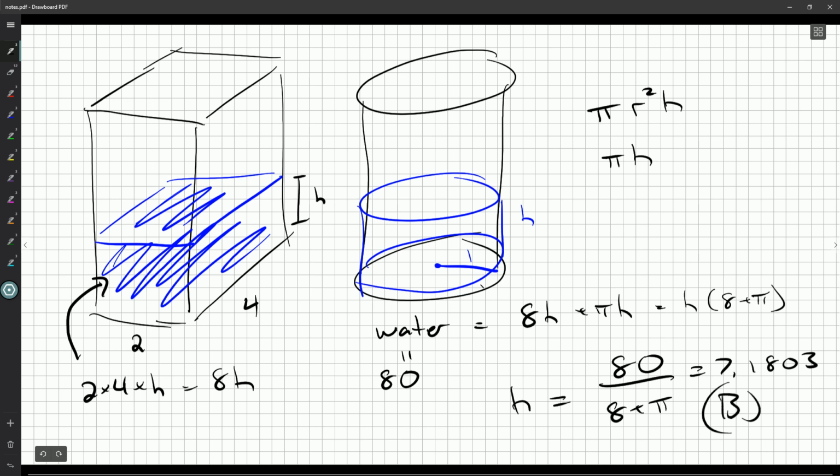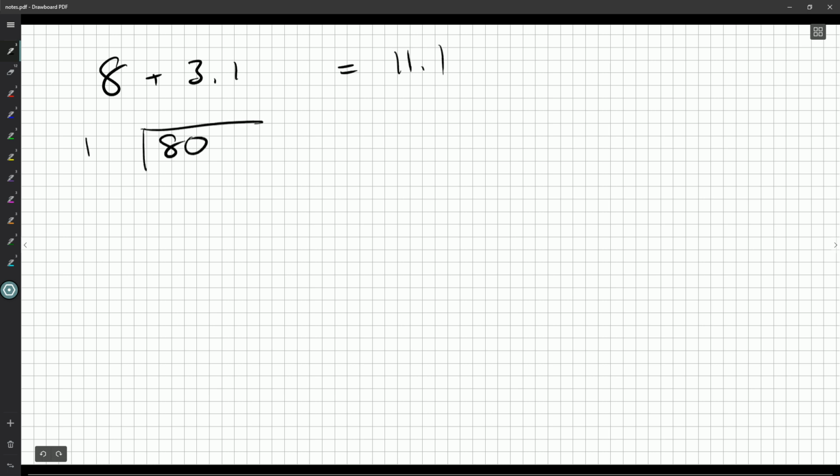Now, if for some reason you forgot your calculator, it does happen, it's happened to me before, what could we do? Are we completely stuck? You could probably get away with approximating 8 plus 3.14. That's close enough. You could probably even get away with 8 plus 3.1. Let's try that. So 8 plus pi is about 11.1. And 11.1 into 80, well, how many times does 11 go into 80? 7. You get 7.7. So already I'm starting to look at 7 point something.